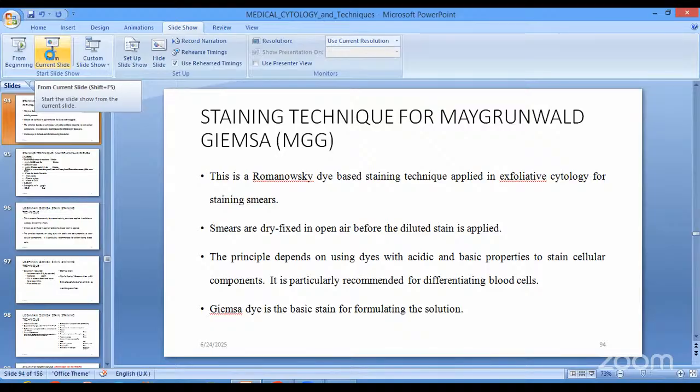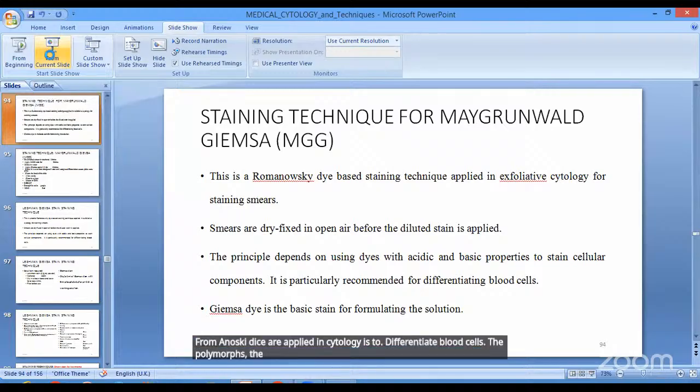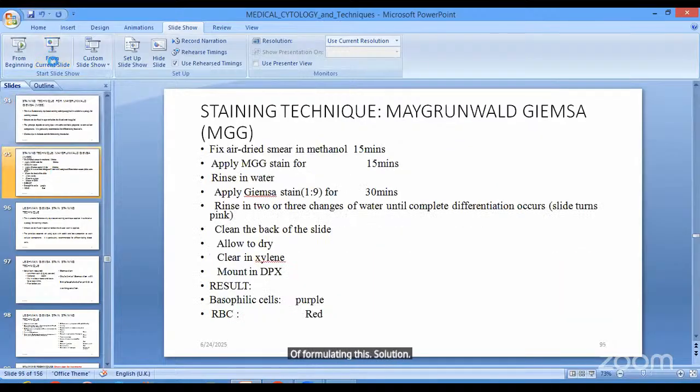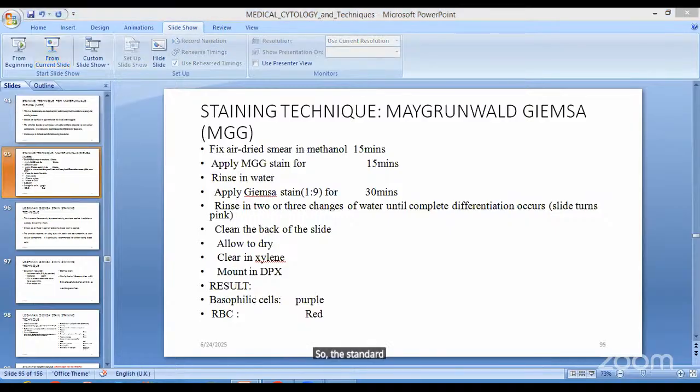That's why Romanowsky dyes are applied in cytology, to differentiate blood cells: the polymorphs, the eosinophils, the granulocytes, and the non-granulocytes. Giemsa dye is a basic foundation of formulating this solution. So the standard protocol is what is projected here. We'll go through that later.